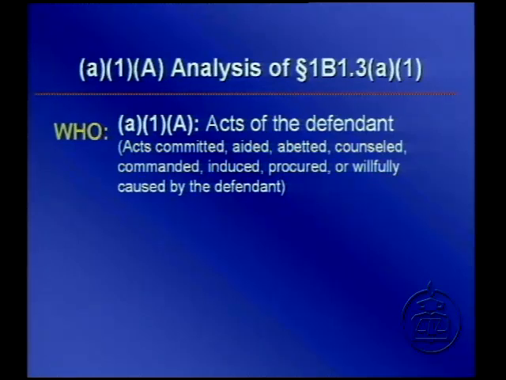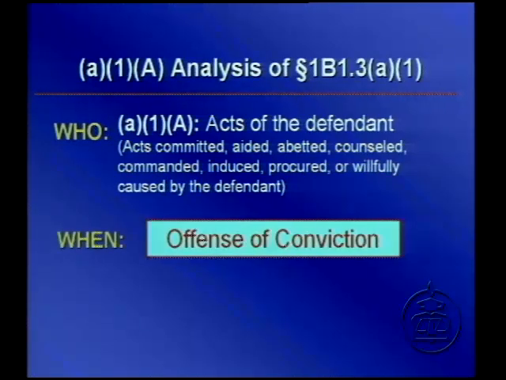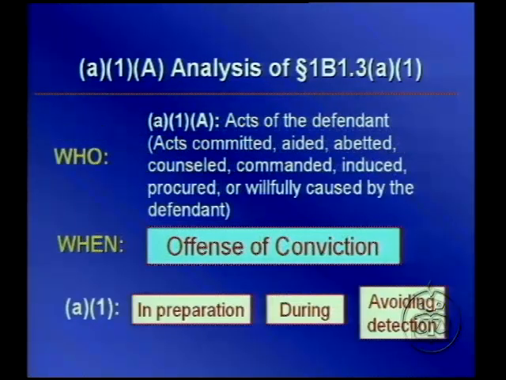There are two main questions that need to be answered when discussing the issue of relevant conduct. The first is the who. The second is the when. Specifically, we'll start off by looking at subsection A1A, which is acts committed by the defendant. So we're looking at what sort of acts the defendant committed, aided, abetted, counseled, commanded, induced, procured, or willfully caused. And when did those acts occur? Everything is centered around the offense of conviction. Did that act occur either during the offense of conviction, in preparation for that offense of conviction, or in order to avoid detection or responsibility for that offense of conviction?